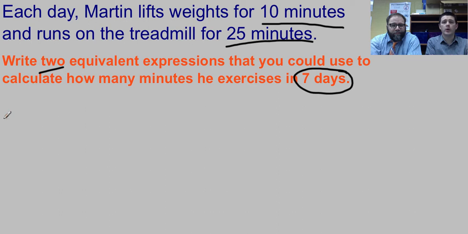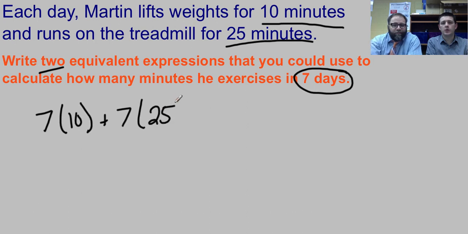So I'll take one way. He exercises 7 times, lifting weights, 10 minutes each time, so 7 times 10. And then for 7 days, he also runs on the treadmill for 25 minutes. So I can find out how much time did he spend lifting weights, plus how much time did he spend on the treadmill. 7 times 10 is 70. 7 times 25 is 175.